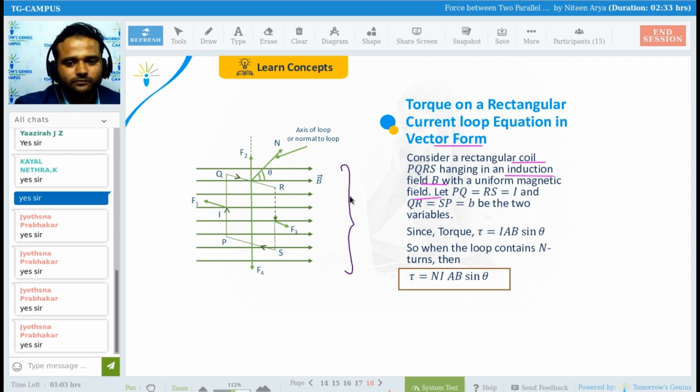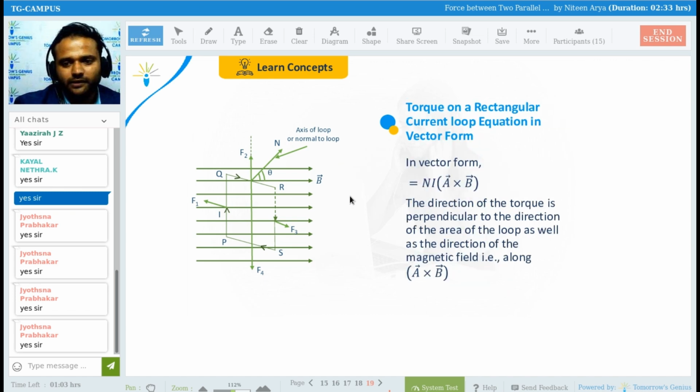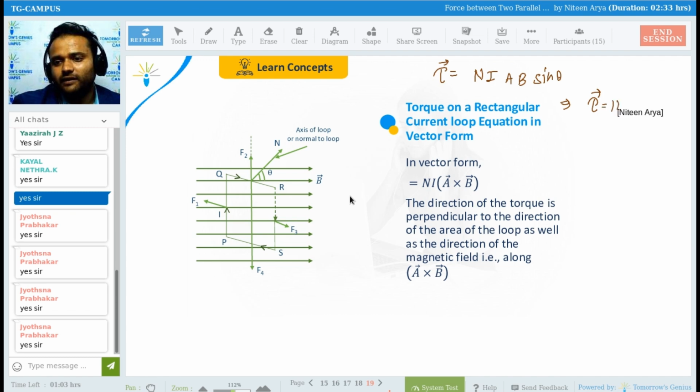Clear everyone? Moving ahead. In vector form, NI A cross B. Here we take area as a vector. Because this is very easy to understand, NIAB and sine theta. So theta is the angle between this area vector and the magnetic field. So instead of this, I can write NI A cross B. As simple as this.